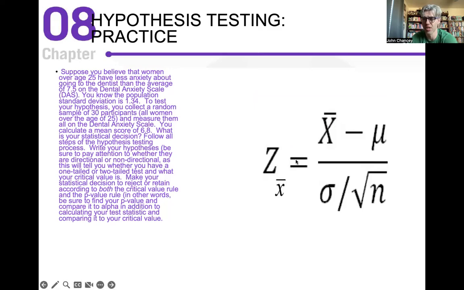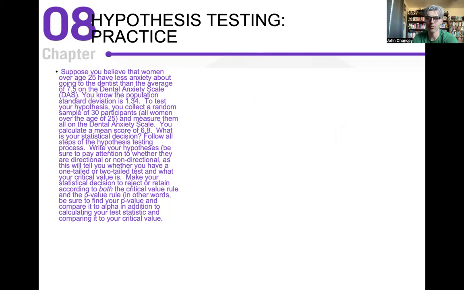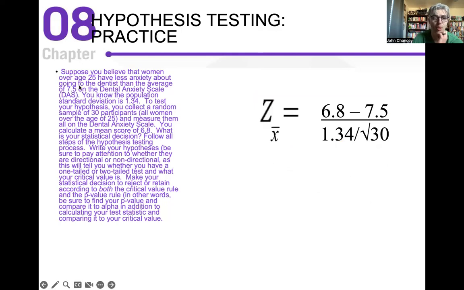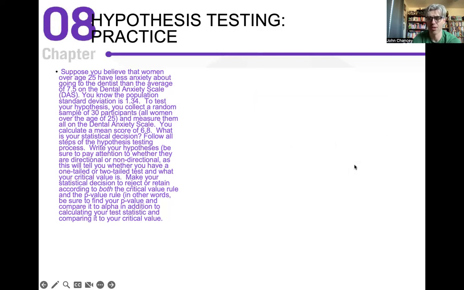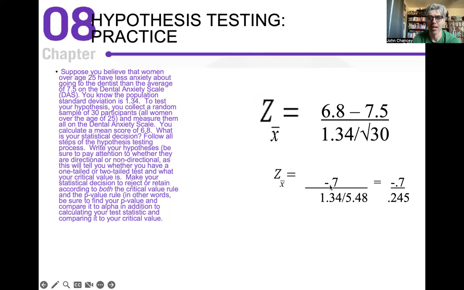Same thing I showed you earlier. Z of X bar is just using our mean, what we derived from our sample, comparing it to our population mean, over our standard error of the mean equation. So in this case, we have 6.8. I'm just pulling this data from here. Minus 7.5. We know the population standard deviation is 1.34. We have 30 participants, so that's going to be that N. Just showing you where those numbers came from. Becomes minus 0.7 over 1.34 divided by 5.48. Minus 0.7 divided by 0.245 gives us negative 2.86.